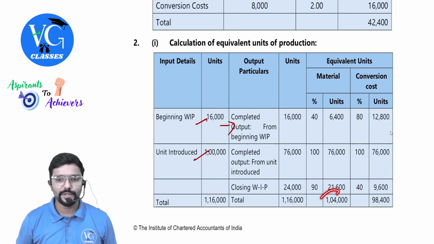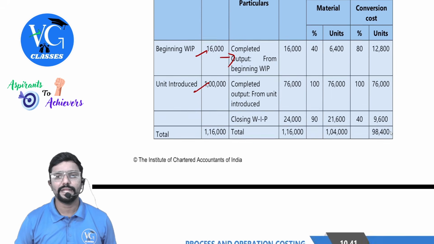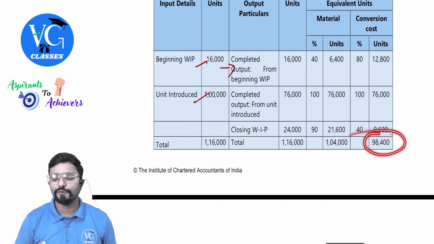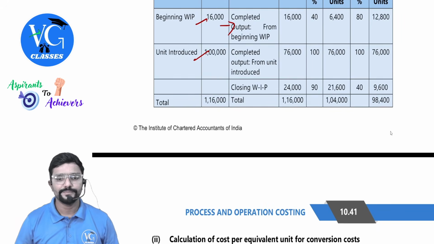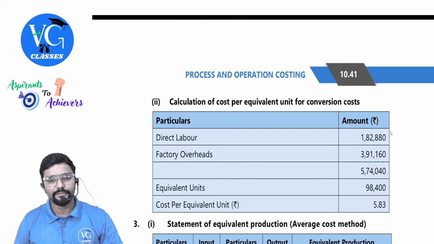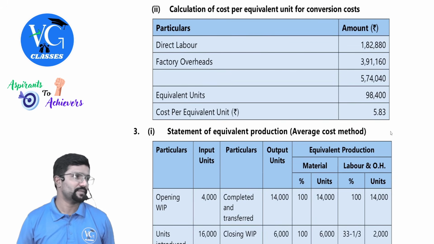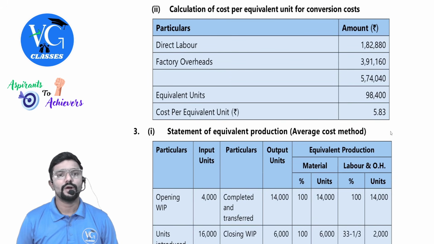So we got the equivalent units: 1,04,000 for material and 98,400 for conversion cost, which is nothing but labor and overhead. Here you can take it together, but when it comes to cost, they are given separately. Please take it separately.